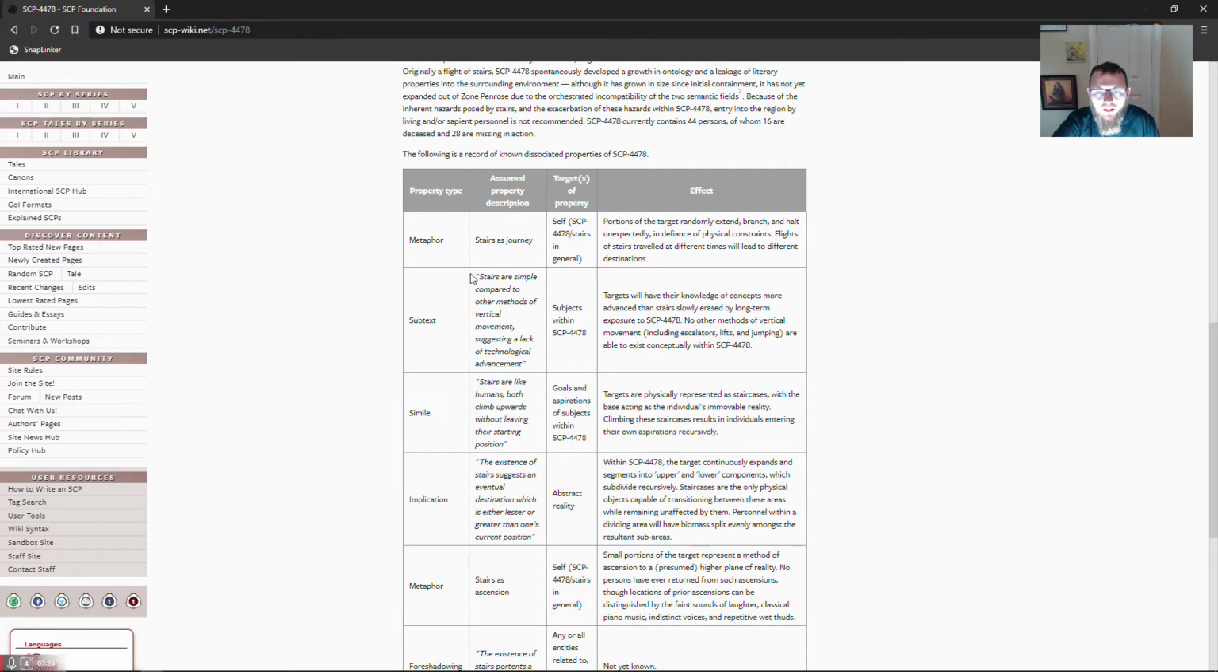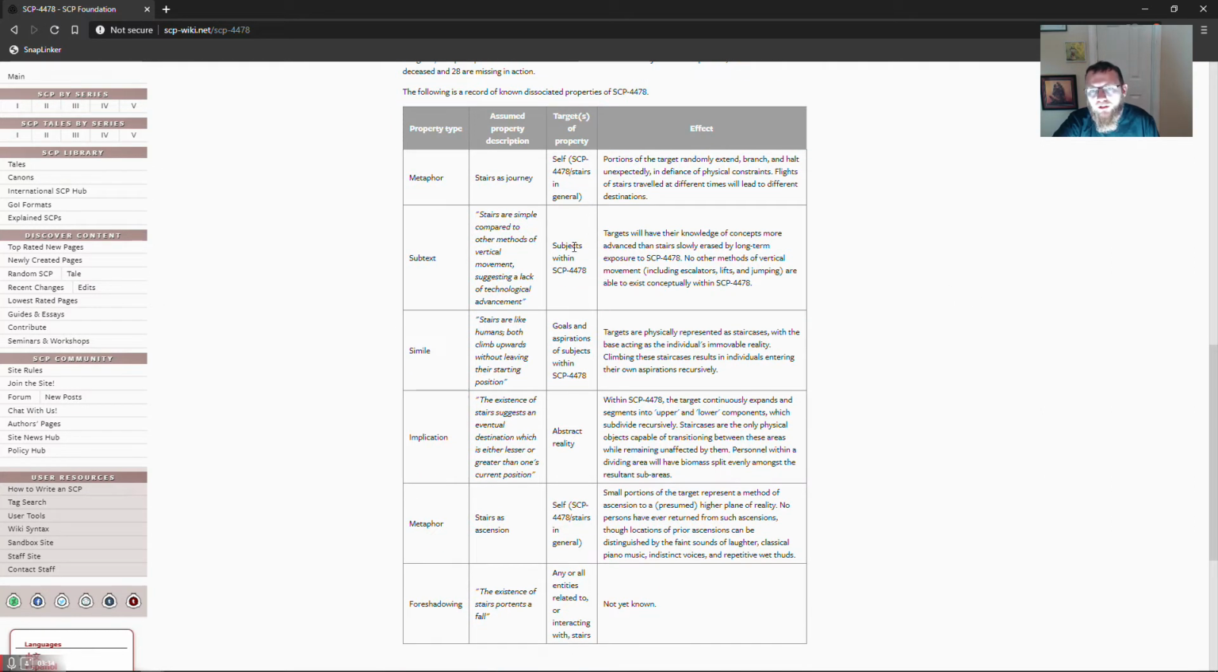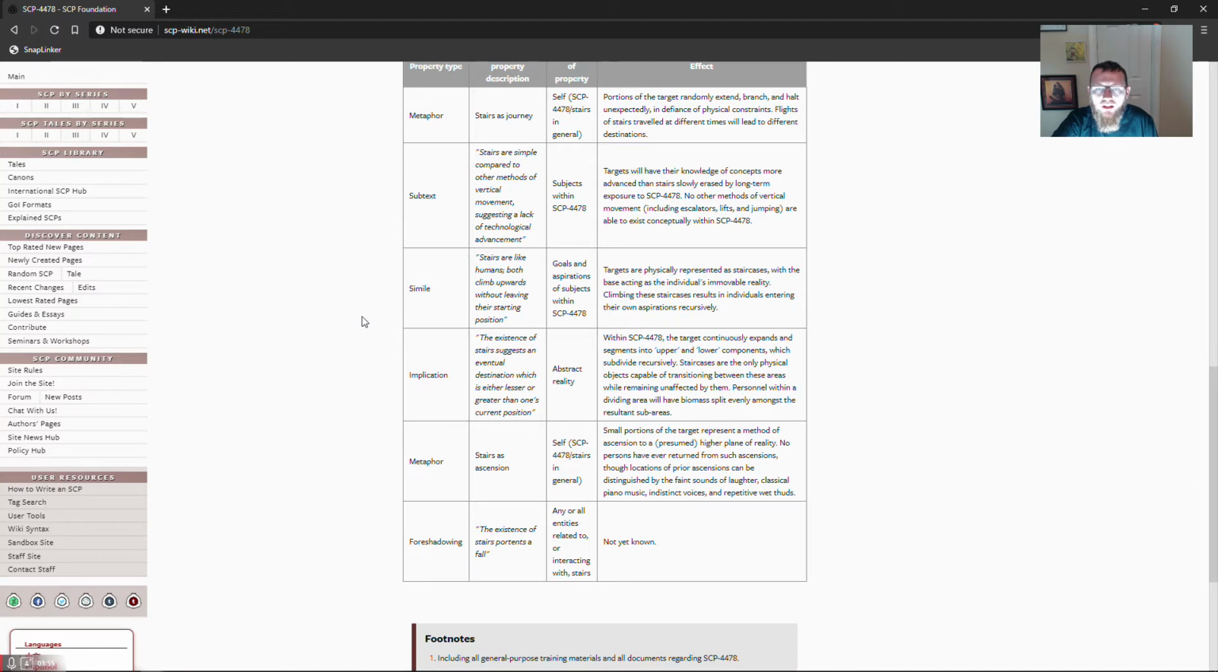Subtext. Stairs are simple compared to other methods of vertical movement, suggesting a lack of technological advancement. Targets of property, subjects within SCP-4478. Targets will have their knowledge of concepts more advanced than stairs slowly erased by long-term exposure to 4478. No other methods of vertical movement, including escalators, lifts, and jumping, are able to exist conceptually within 4478. Simile. Stairs are like humans. Both climb upwards without leaving their starting position.